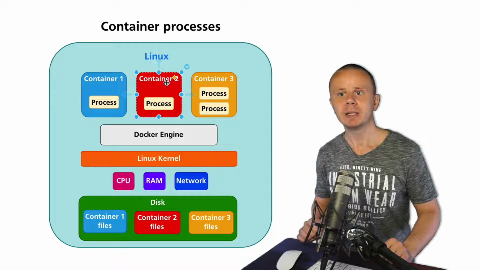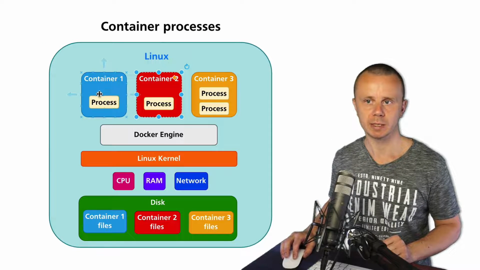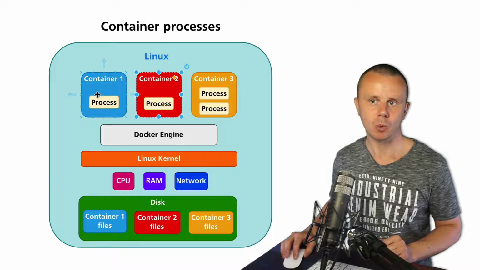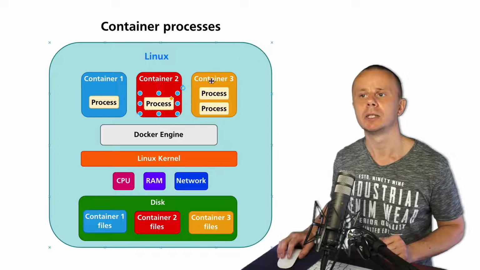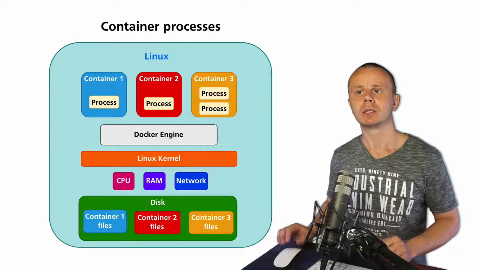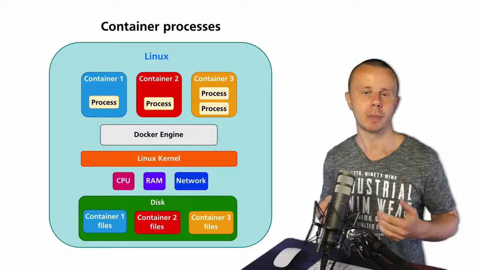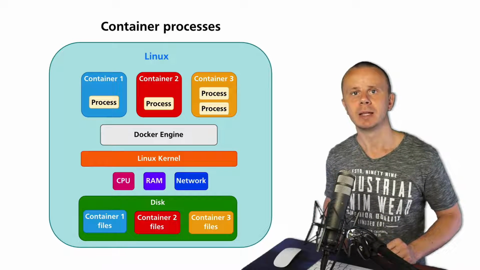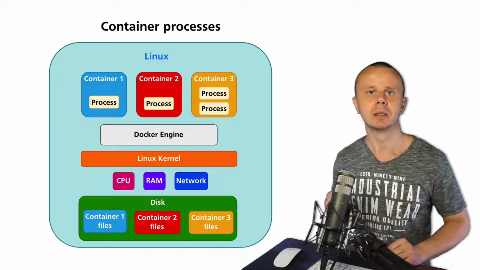Alright, the main idea behind all of that is that every container has its own processes. For example, here in this container 1 there is a single process, container 2 also has a single process, and container 3 has two processes. But usually containers in Docker have a single responsibility, a single purpose. And that means that the best case is that every container is running only a single process.